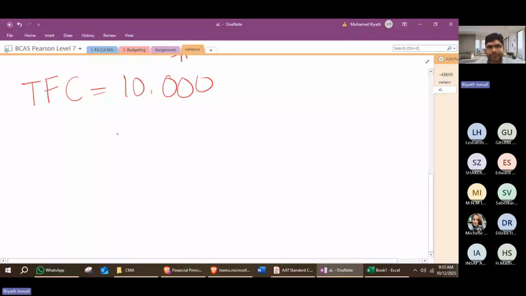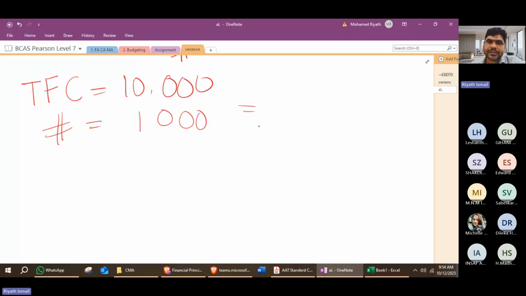During the period, if the firm spends 10,000 and, say in 2022, the number of units they produced is 1,000 units, then how much is the fixed cost per unit? 10 rupees.